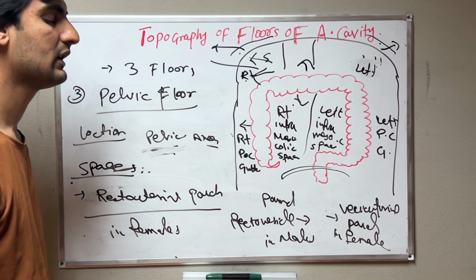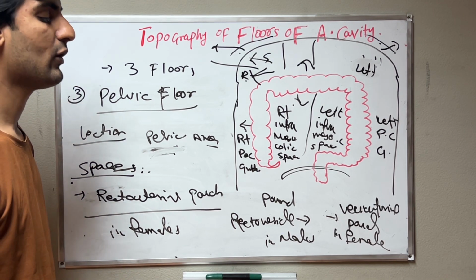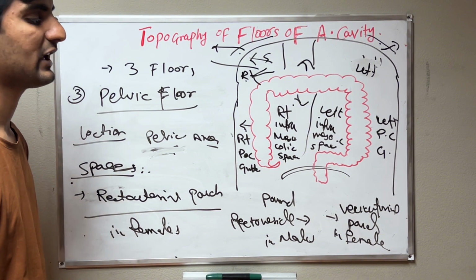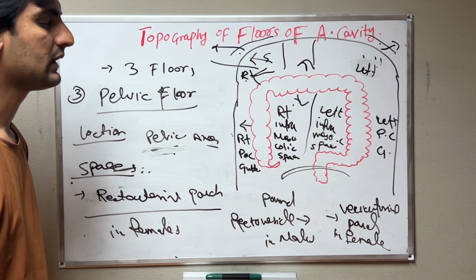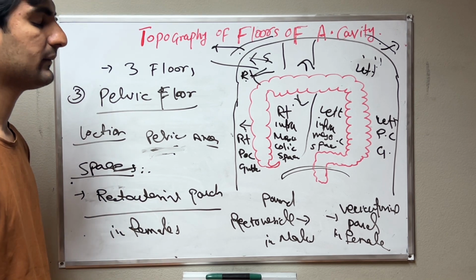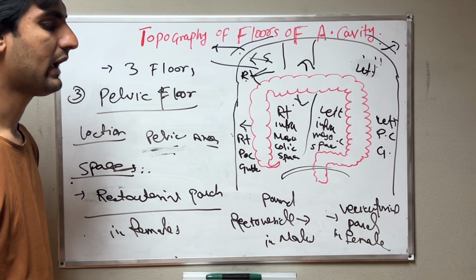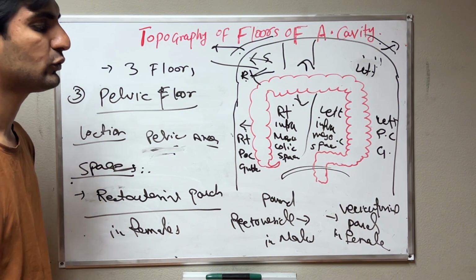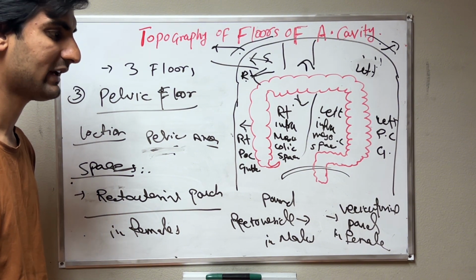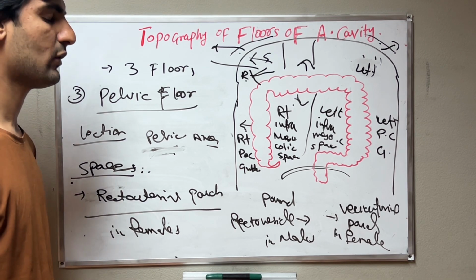The supramesocolic floor is located above the transverse colon. Okay, and there we have organs: liver, stomach, esophagus abdominal part. Okay, then we have spleen there. Okay, duodenum, superior and descending part. Okay, and then there we have spaces: right and left subphrenic spaces and right and left subhepatic spaces.